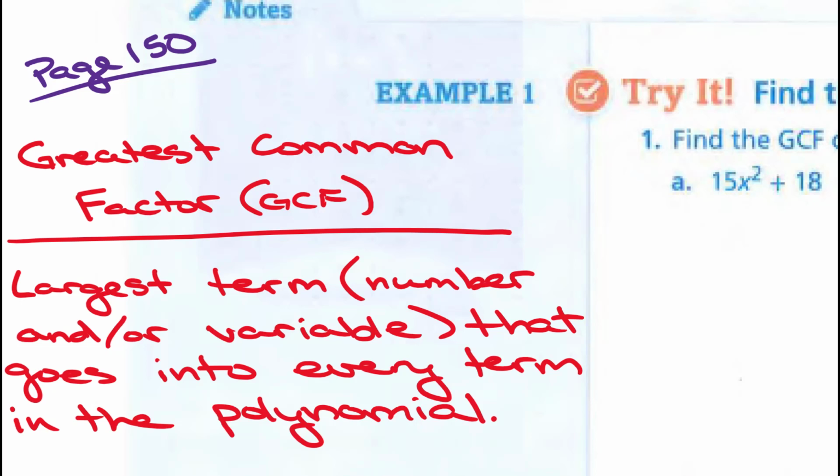All right, if you would turn to page 150 of your student companion book, let's first define what this greatest common factor is. Now, you might have seen this before with numbers in a previous class, but now we're looking at the greatest common factor, or GCF, of a polynomial. A GCF of a polynomial is the largest term that could include a number and/or variable or variables that goes into every term in the polynomial.